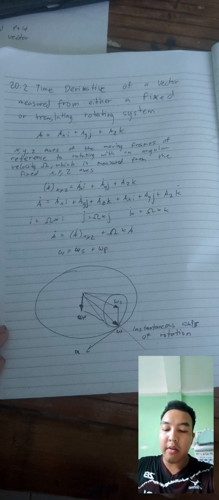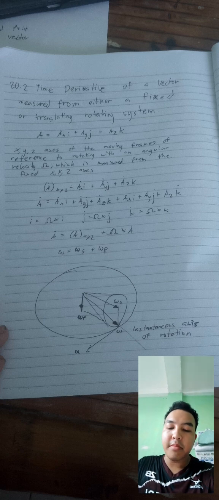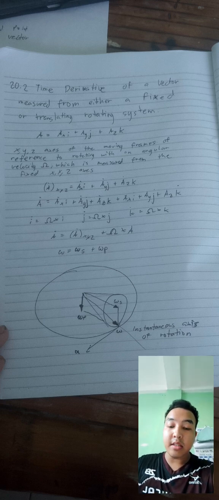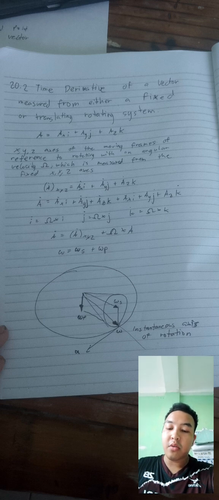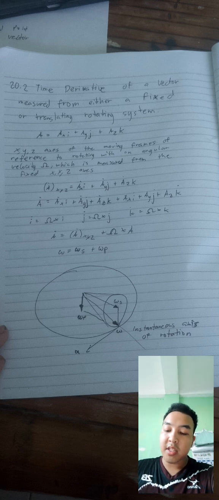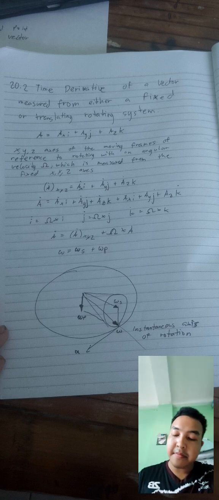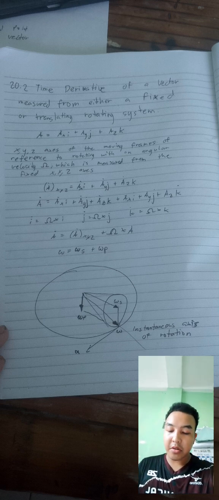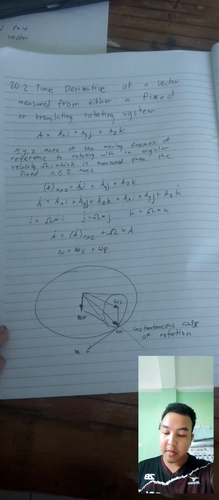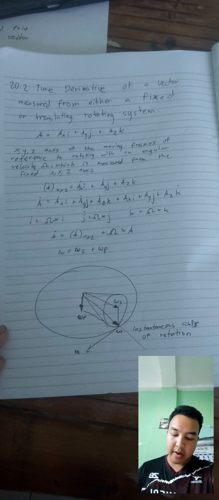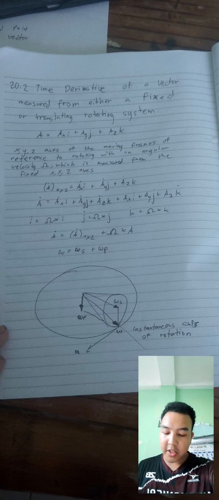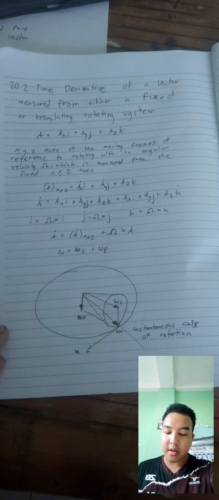So our vector A is a sub x i plus a sub y j plus a sub z k. The XYZ axes of the moving frame of reference are rotating with an angular velocity measured from the fixed XYZ axes. So this is our equation given here, and our diagram here to better explain. Our angular velocity is equal to angular velocity sub s plus angular velocity sub p.